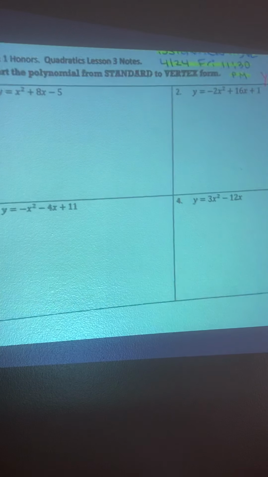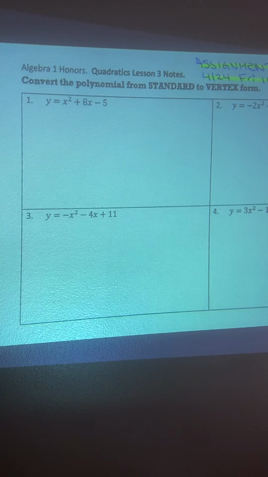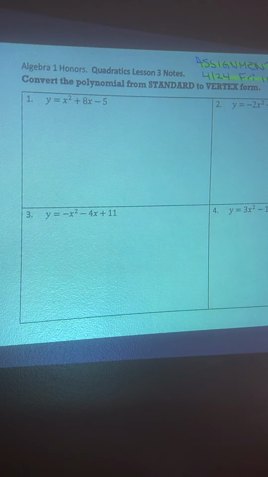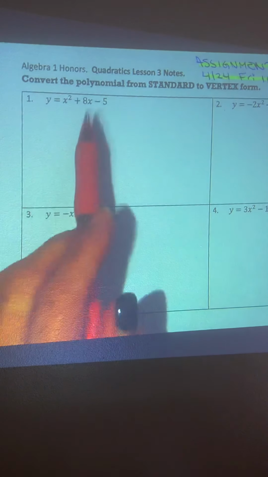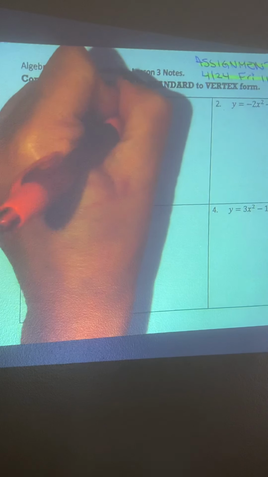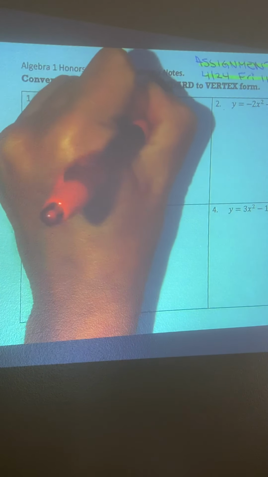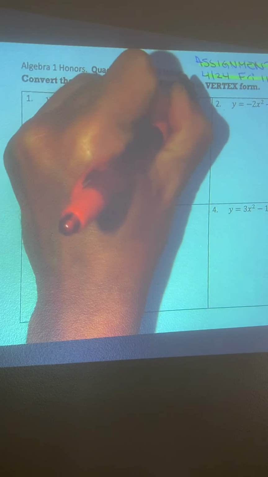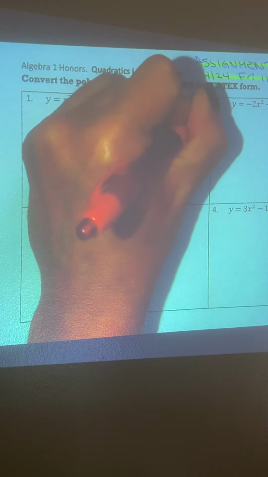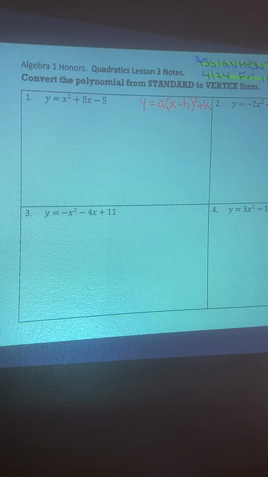Okay, the first thing we're going to talk about is converting from standard form to vertex form. These four problems are in standard form and we have to go to vertex form. So I'm going to write vertex form right here. Vertex form is y equals a(x minus h) squared plus k. There's my vertex form.